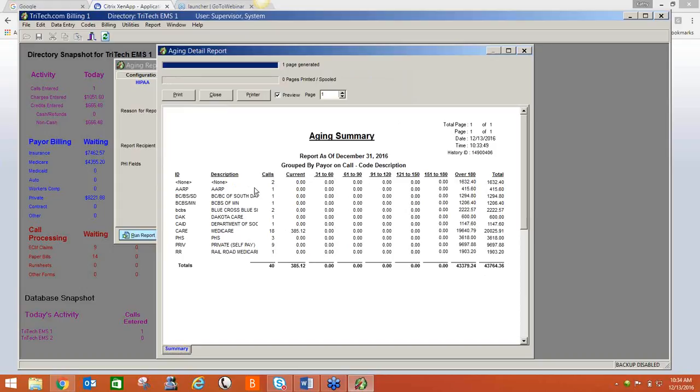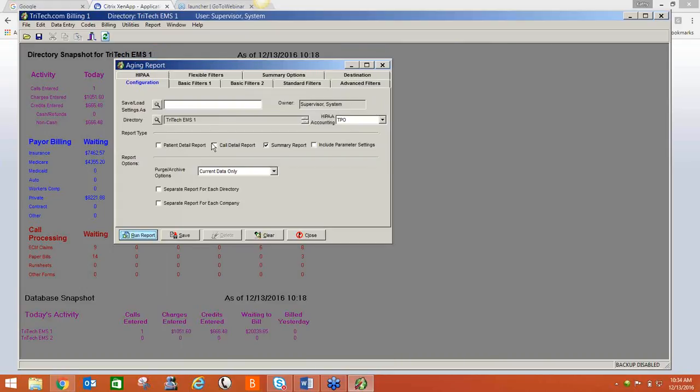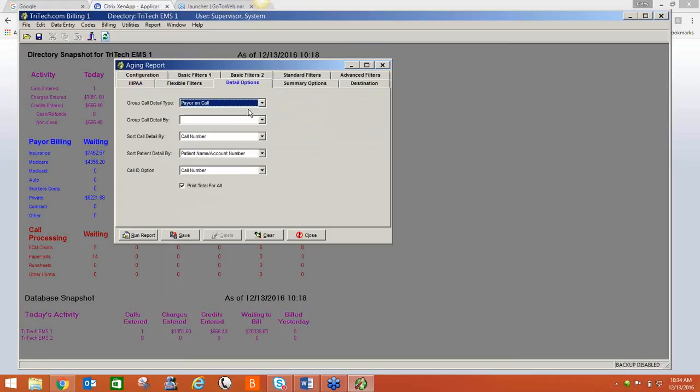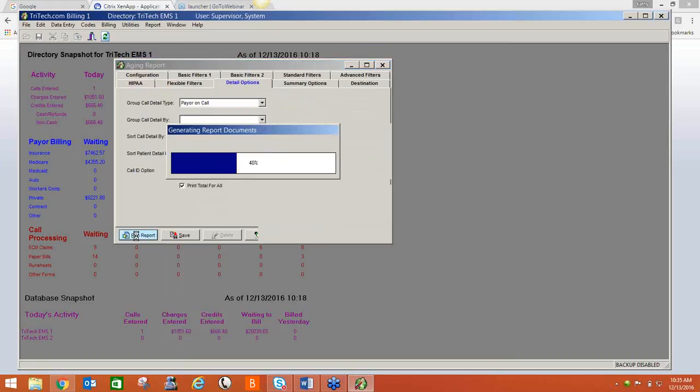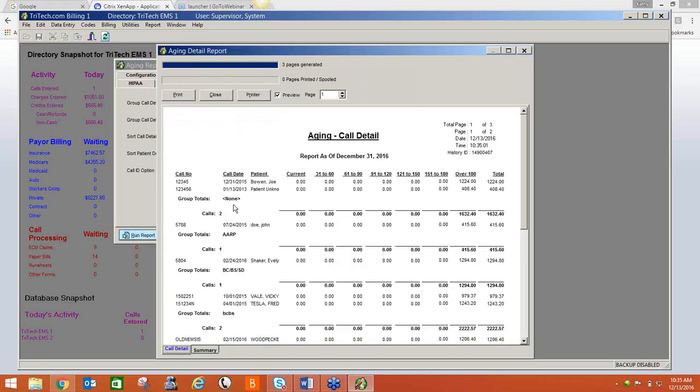How I would find those calls that have a payer of none would be to run a detail report. Keeping the same parameters, I simply would choose call detail, and on my detail options, I'd want to make sure that I was running that by payer as well. Now when I run that report, those two calls that have none as a payer on them would be visible up at the top, and I could go into those calls and find out why they don't have a payer on them. So somebody didn't finish them, they're probably still in an upload schedule or a beginning schedule, and we'd want to go in and finish those calls so we could get the bill out the door, especially for this Joe Bowen, which might be still within timely filing.